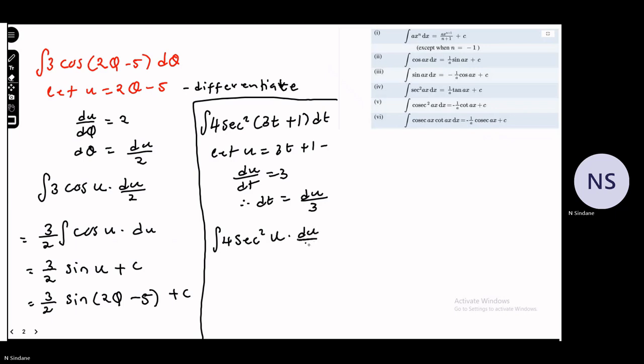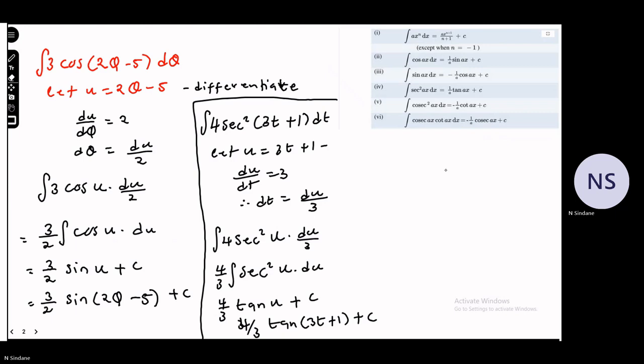Then I have 4 over 3 integral of sec squared u du. And then integrating sec squared, this is what I'm going to have. It's going to be 4 over 3 tan of u plus c. And then from there, 4 over 3 tan of 3t plus 1 plus c. It is my solution when I integrate 4 sec squared of 3t plus 1 dt. Now, let's get the next question.